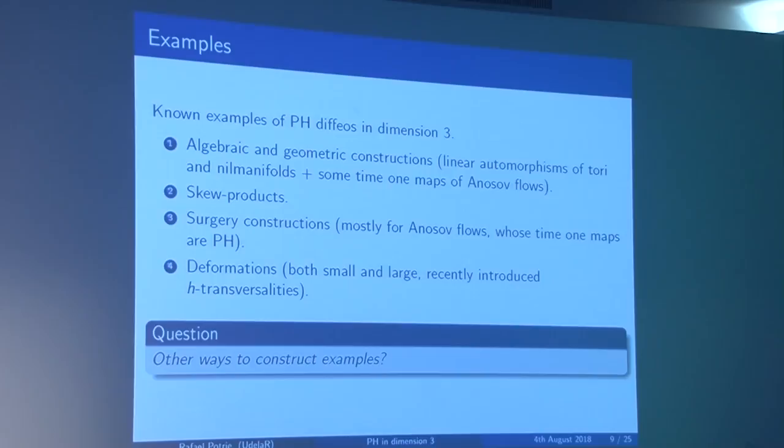So which are the examples we know of partially hyperbolic systems in dimension three? Even in higher dimensions, the list doesn't grow so much. The first kind, and probably the most important, because everything then comes from them, is the algebraic and geometric constructions. Typically, in dimension three, this amounts to linear automorphisms of the torus and nilmanifolds, and sometimes time one maps of Anosov flows, like suspension Anosov flows, and time one maps of geodesic flows in negative curvature.